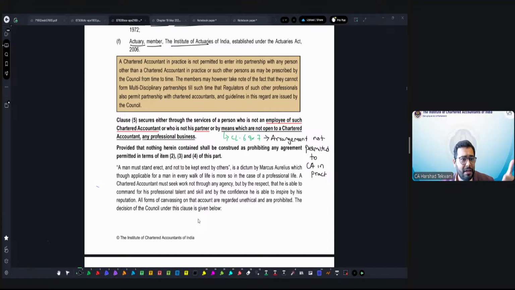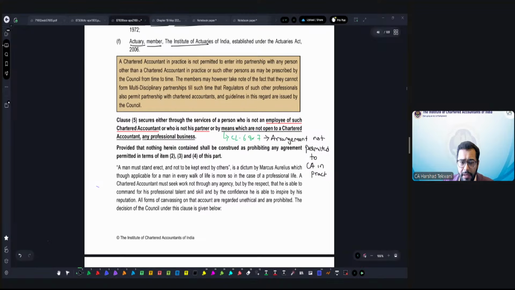There is a detailed discussion on that in 6 and 7, but again, for an overall understanding, that means which is generally not open to a CA. Clear? Any doubt? No, sir. Clear, sir.